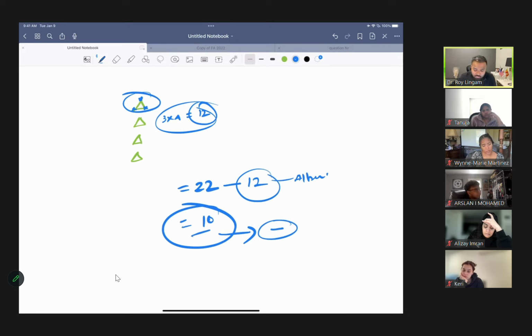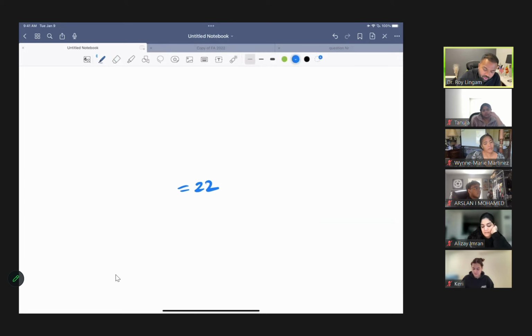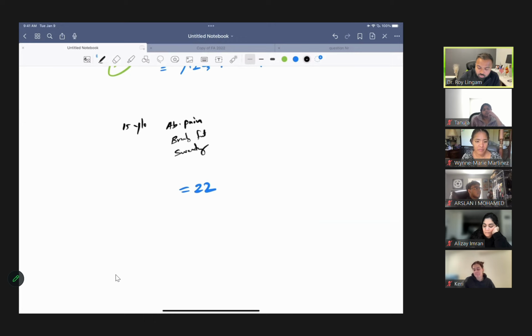So when I get a patient, let's make up a scenario for this number. I have a 15-year-old kid. 15-year-old kid comes with abdominal pain, breathing fast, sweating, the breath smells of something. What's the diagnosis? What do you do for diagnosis? Type it. You should be able to diagnose. 15-year-old, abdominal pain, breathing fast, sweating, and breath smells of something.